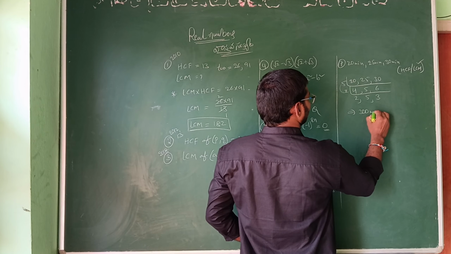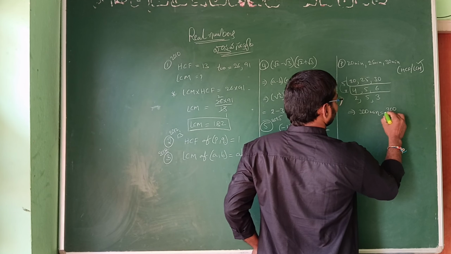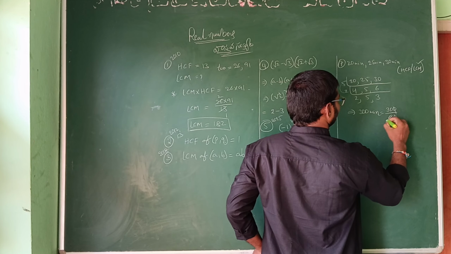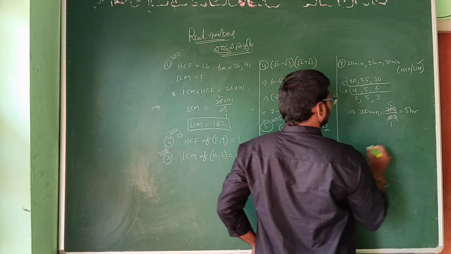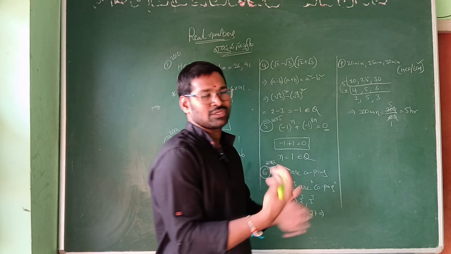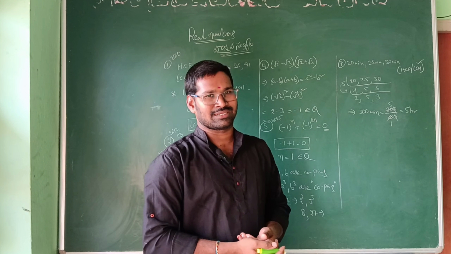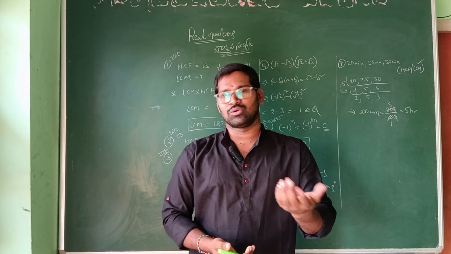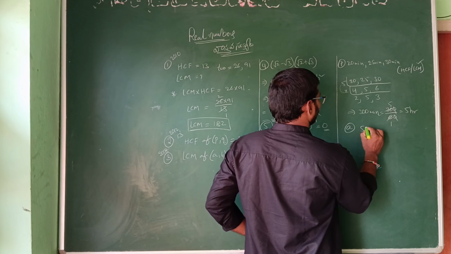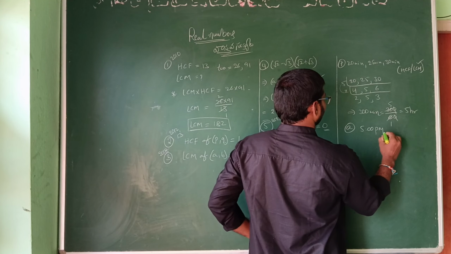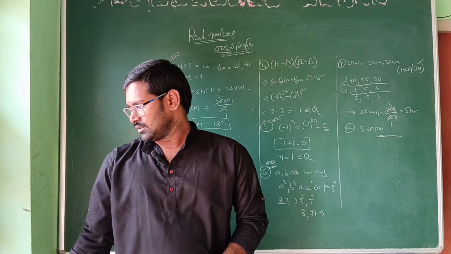Totally 300 minutes. 300 minutes means how many hours? 300 by 60, zeros cancel, 5 hours. 12 noon after 5 hours means 5 o'clock. It will beep at 5 o'clock. Then you can write the option 5 p.m. Okay? Right. Thank you.